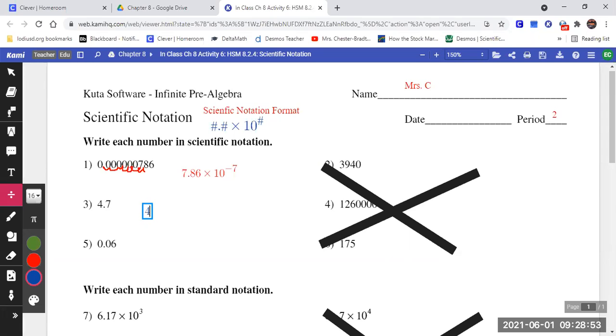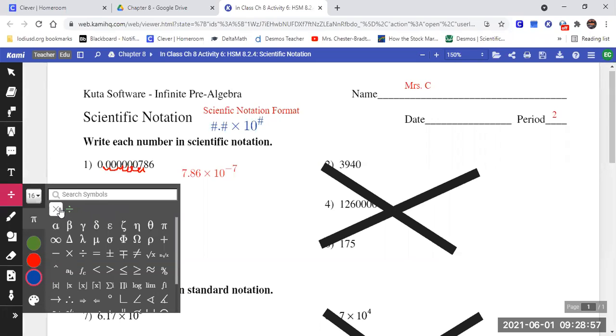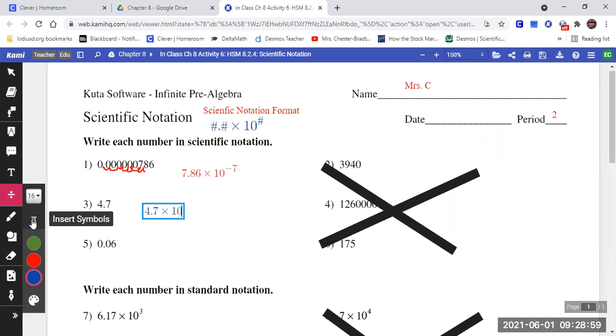Yes. So this is going to be 4.7 times 10 to the first power. Oh no, to the 0 power, because we just need 4.7. That's why we had to remember that 1. So if we don't have to make a change, it's times 10 to the 0.